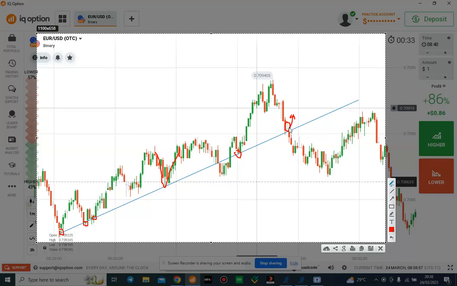So in that case, we have the level. Okay, so this is a support level. But the price action that occurred here indicates a false breakout. Okay, it indicates a false breakout. But this is a real breakout. Okay, this is a breakout.